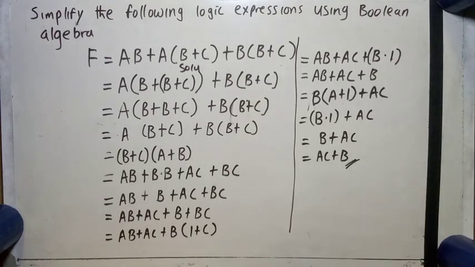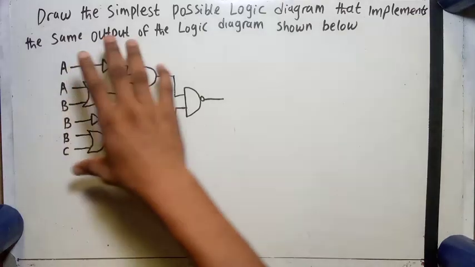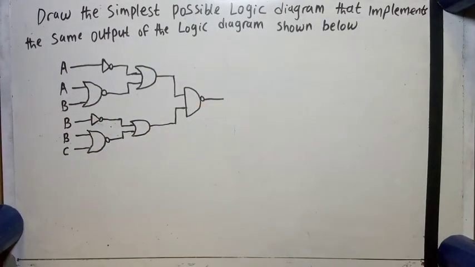Now we'll be going through another example. This is the second example. The question says draw the simplest possible logic diagram that implements the same output of the logic diagram shown below. Now we're going to be seeing the application of reducing our logic diagram. All this while we've been reducing it in terms of its logic expression, but you will see how we reduce this diagram to a simple diagram.